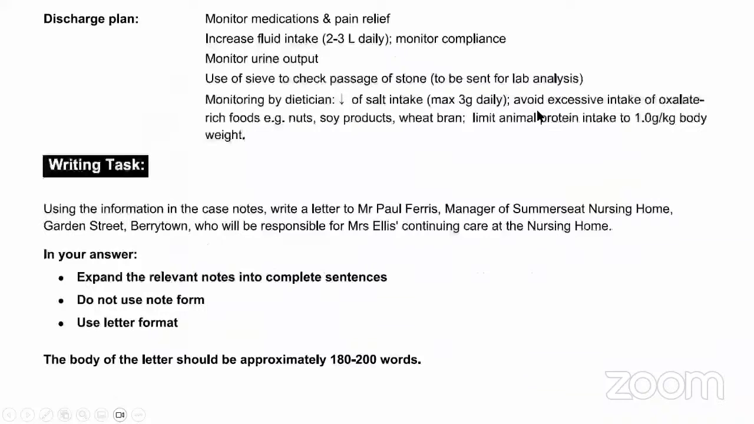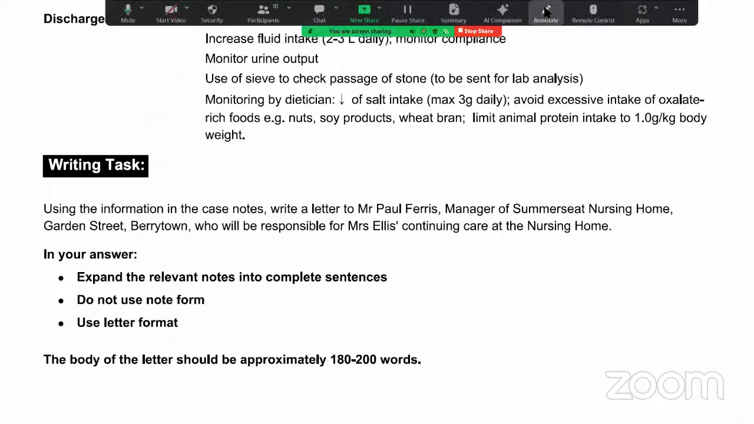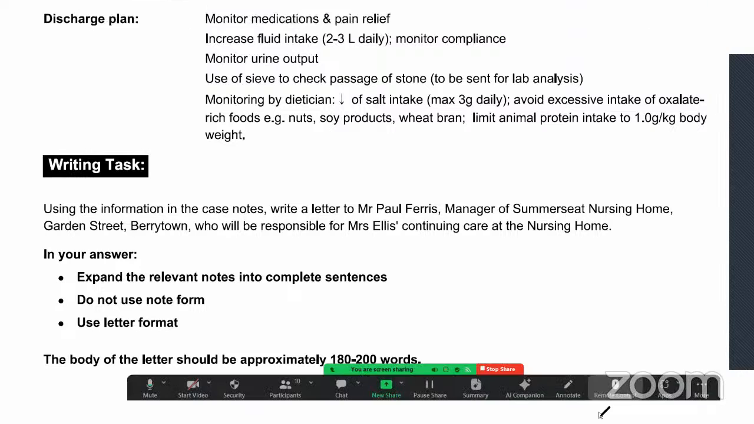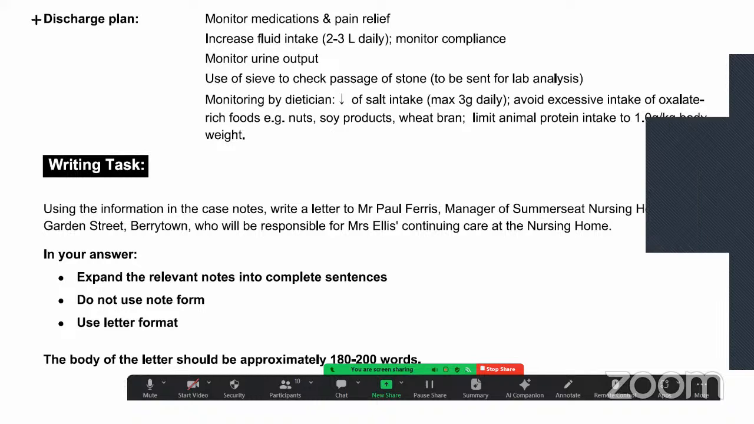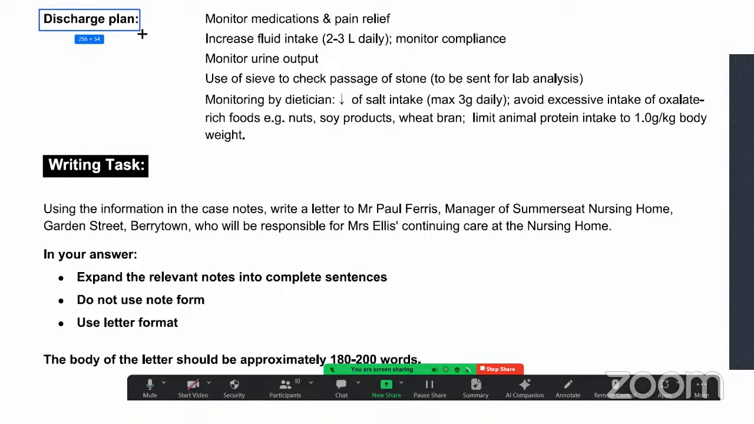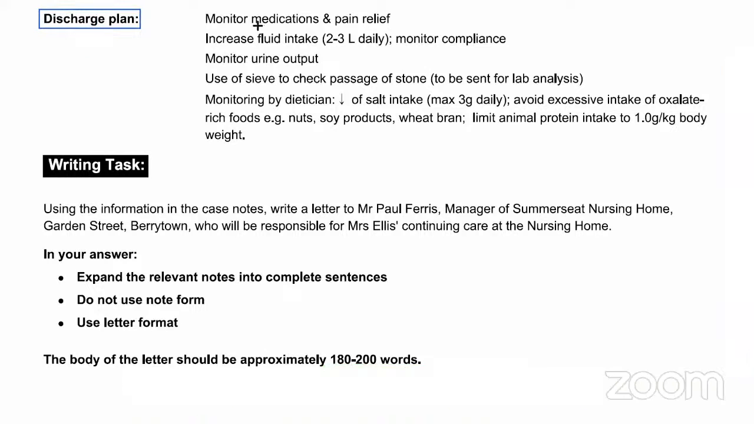The last one is the discharge plan. All these points are important, no doubt regarding that. This should go into the last paragraph. What they have to do after discharge. Point number 1: monitor medications and pain relief. Then increase the fluid intake to 2 to 3 liters daily. This is more important. This is one full paragraph.